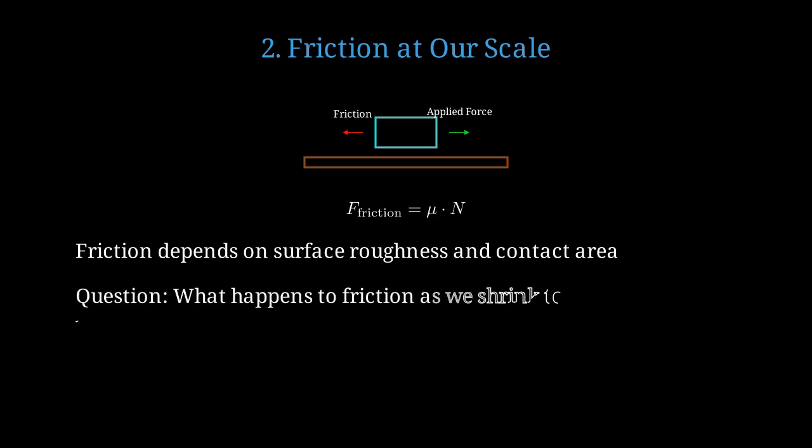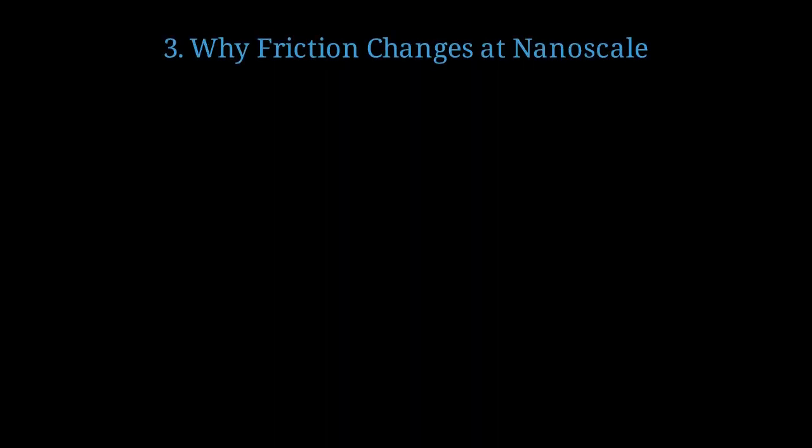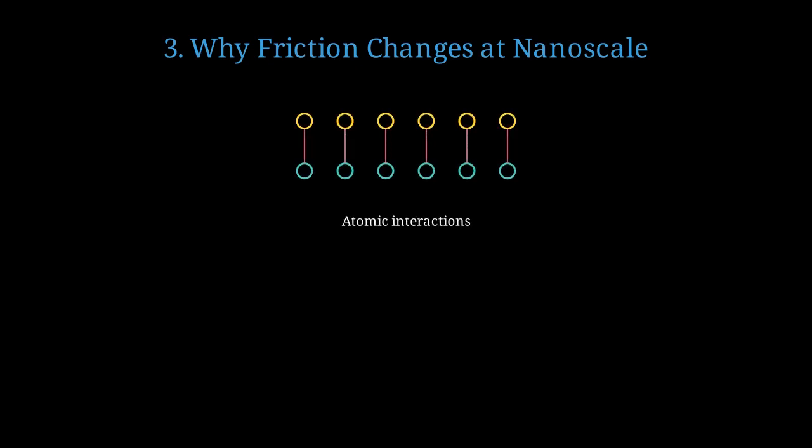But here's the fascinating question. What happens to friction as we shrink objects down to the nanoscale? At the nanoscale, the fundamental physics of friction transforms dramatically. At nanoscale, individual atomic interactions dominate. Each atom can be thought of as a tiny sphere interacting with neighboring atoms.